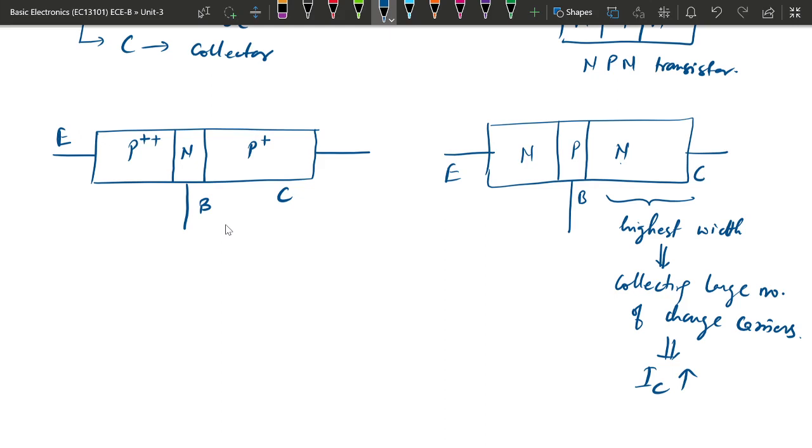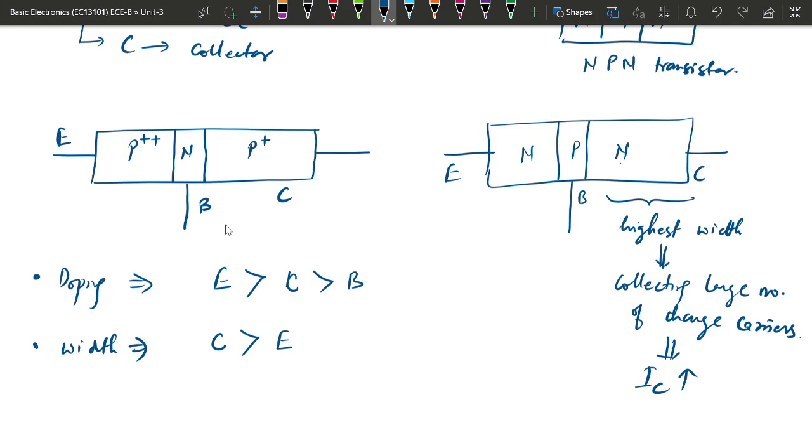Okay, so in case of doping, we can just follow the trend: the emitter is heavily doped, then the collector is moderately doped, and the base is lightly doped. In case of width, we can just see the trend. The collector has the highest width, then the emitter, and the smallest width is the base region. So why does it have the smallest? Because the doping is also minimum.